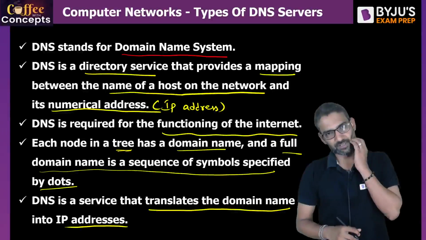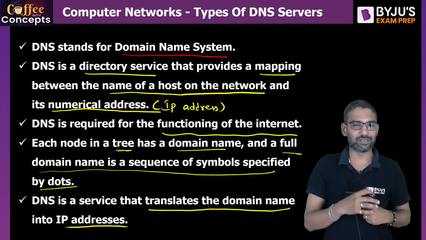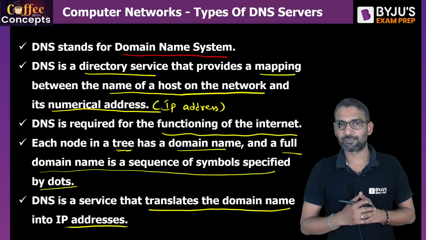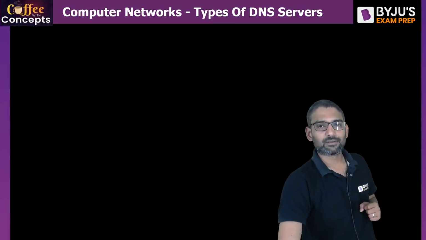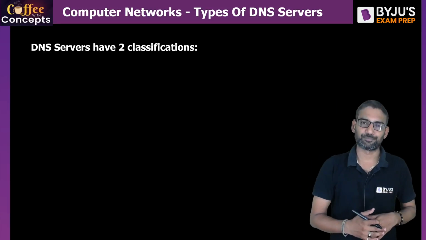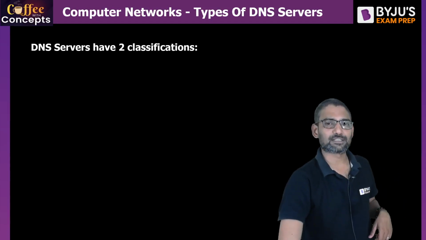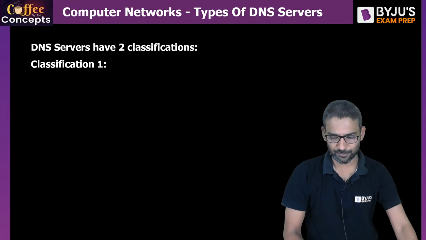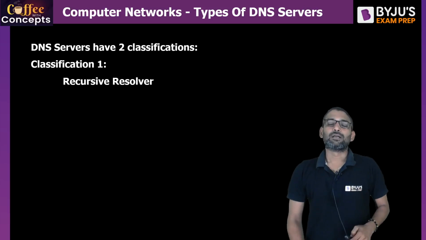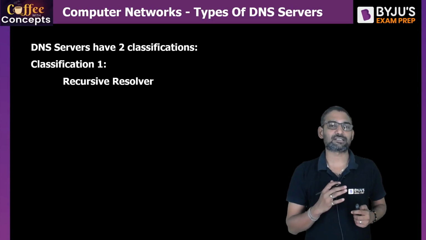Okay, how does it happen? Definitely, there would be some servers which maintain these IP addresses. They are what we call DNS servers. And you will find two classifications, guys, for these DNS servers. There would be two classifications and both are valid. What are those two classifications? The first classification: there are four types of DNS servers as per the first classification.